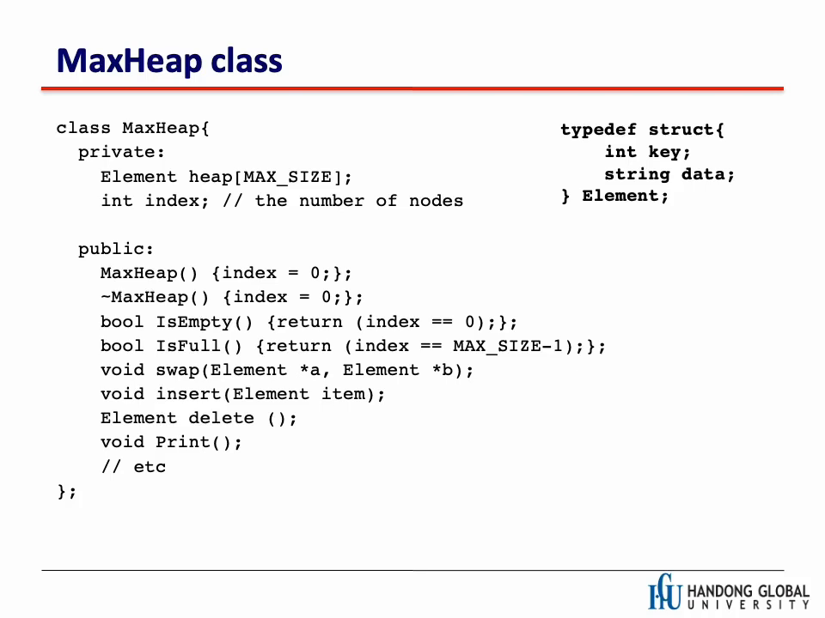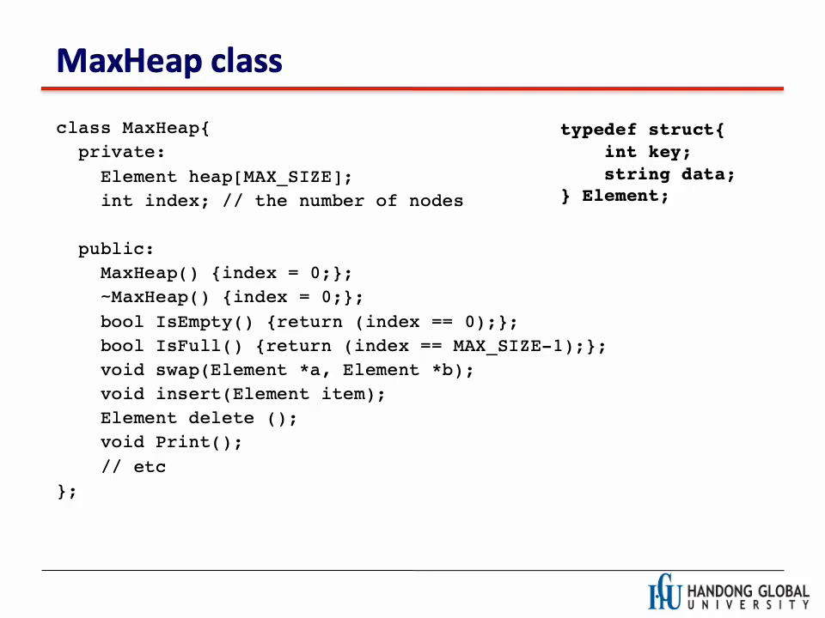with the max size. In this case, we have a statically allocated array, but if you want, you can have a dynamically allocated array too. In that case, the constructor should allocate memory space. But in this case, we just simply use this statically allocated array. Then the index is a variable to indicate the number of nodes.